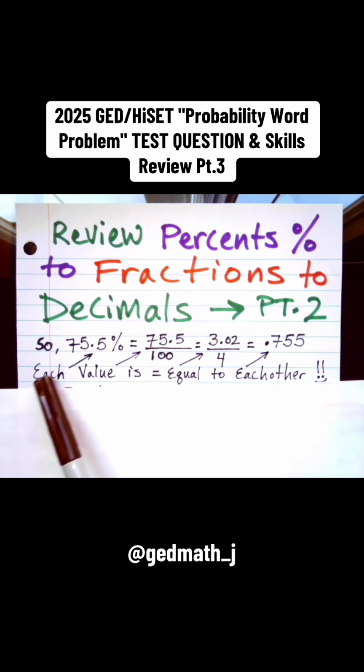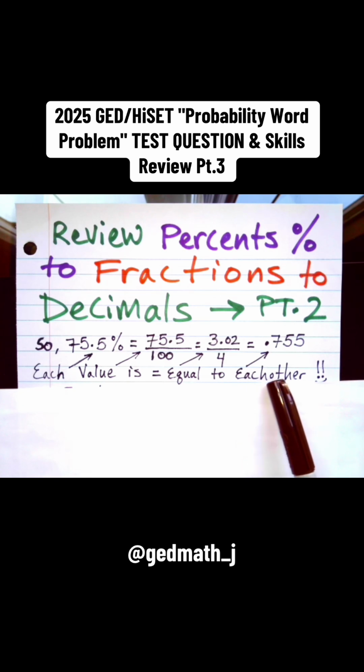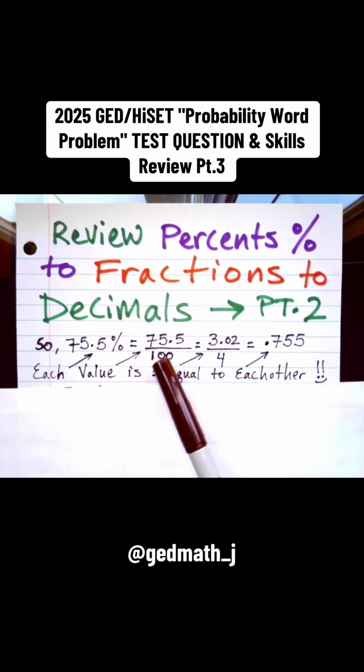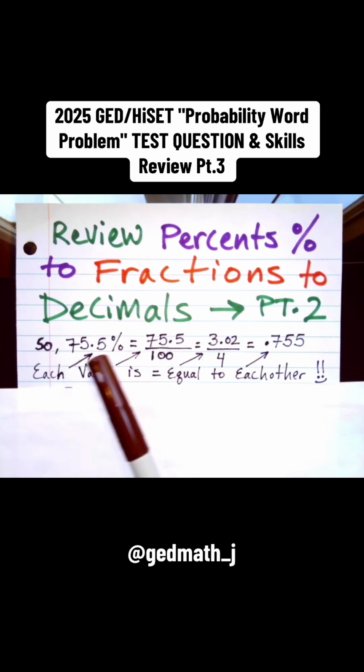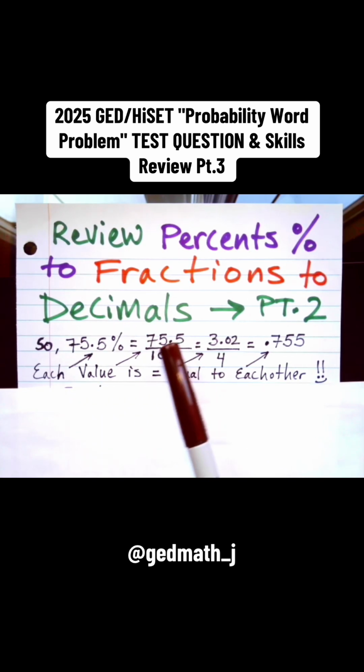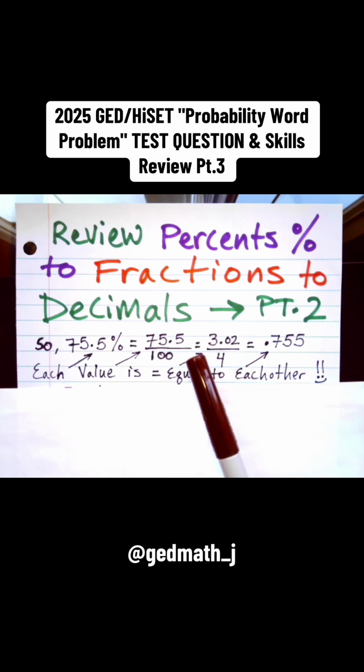Now I want to point out with these arrows, each value you see above is equivalent to each other. So 7.5% is equal to 0.755. You move that decimal 2 places to the right, you get 75.5, right? You cross off that percent, you put 100 in the denominator, you have 75.5 over 100. So each of these are equivalent or equal to each other.